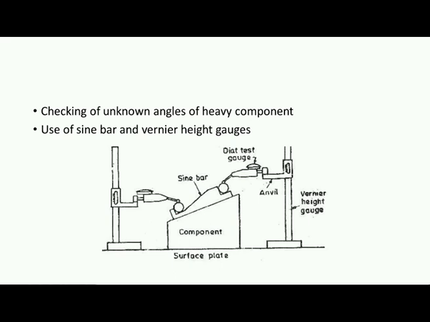This height is H1, and here this height is H2, and then L is the length of the sine bar. So, knowing H1, H2 and L, we can find out the angle theta, this angle theta.